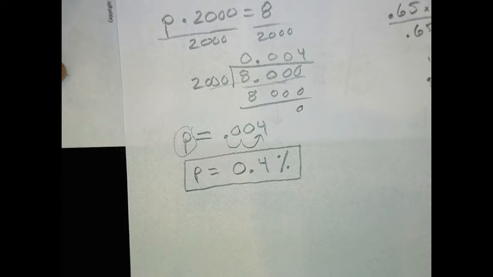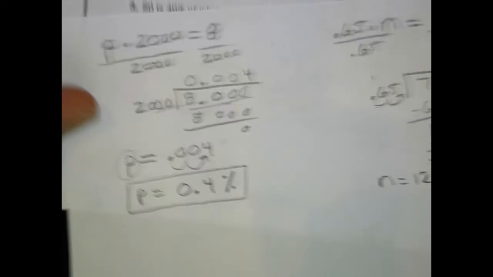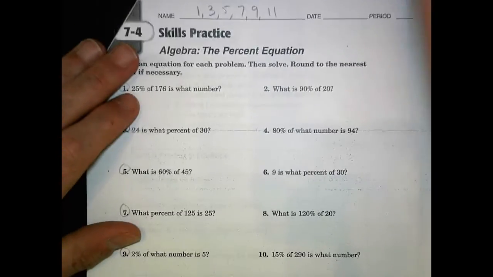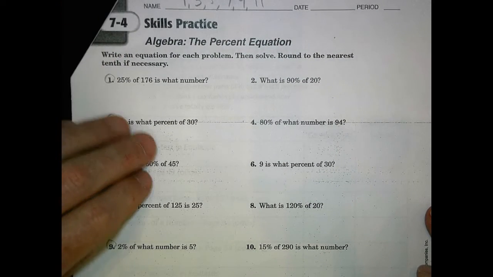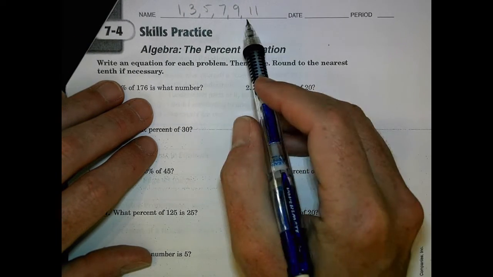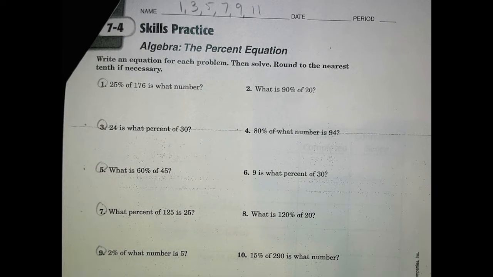So again, set up your equation, work that out. You can always check it with a calculator quickly to see how you do. And today's work is going to be to do the skills practice for the algebra, the percent equation, as you can see here. You have to do numbers 1 through 17. I'm going to just run through a few of them in a few minutes: numbers 1, 3, 5, 7, 9, and 11. They're very much like the samples we just did together, so make sure you press pause, try them on your own, and then come back and check your work.